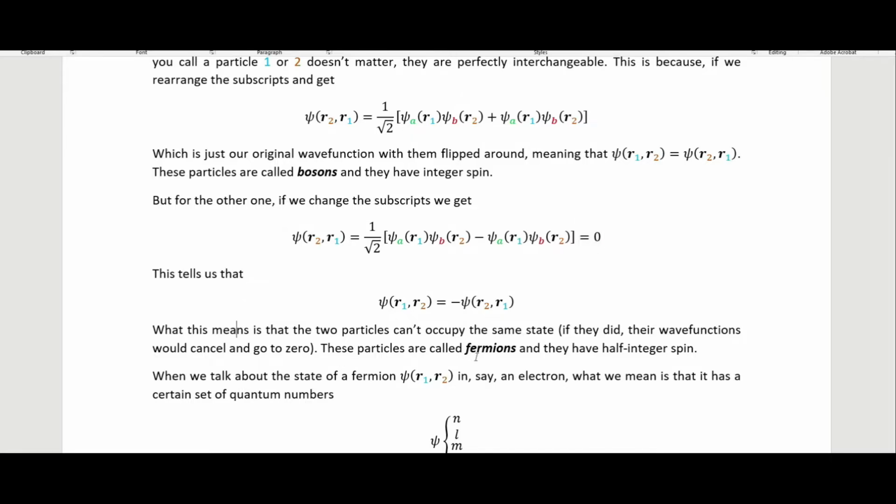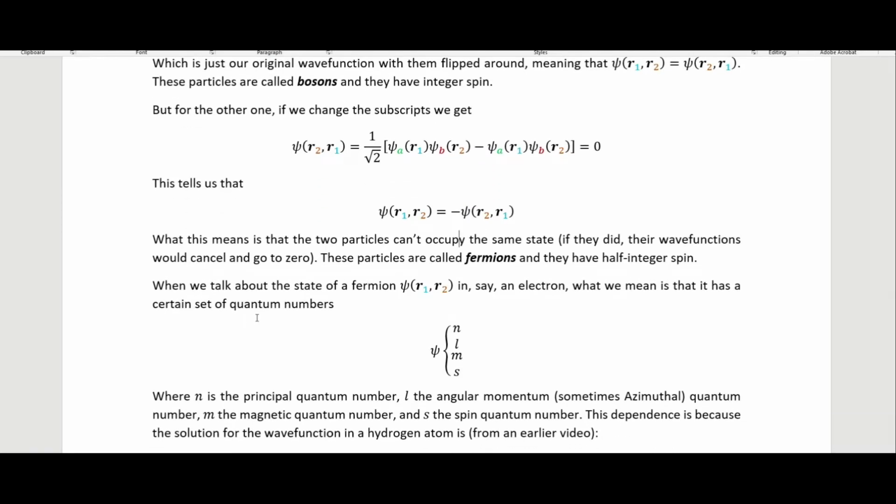So those particles can't occupy the same state. Those particles are called fermions, and they have half-integer spin. And so fermions are things like electrons and quarks. I guess you can think about it in terms of the matter particles. So when we talk about the state of a fermion, well, this would be the state of 2 fermions right here, in, say, an electron.